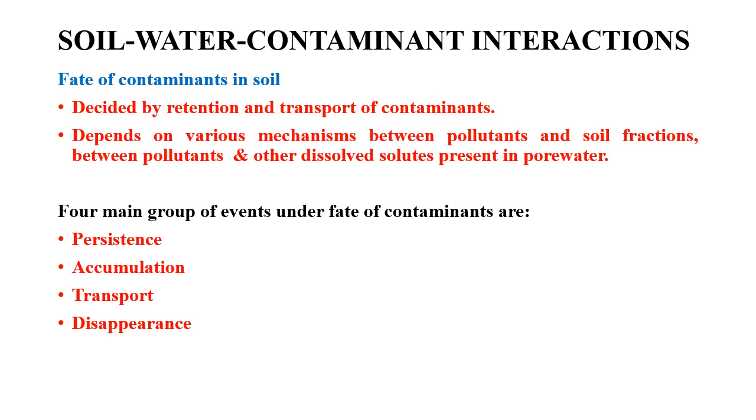Finally, due to some reactions, the contaminant itself has disappeared from your soil substrate or from your environment somehow. We may not know how. Basically, disappearance refers to the final elimination of the contaminants due to some mechanisms or reactions. These are the four main types of events that can take place once the contaminants are released into your soil environment.